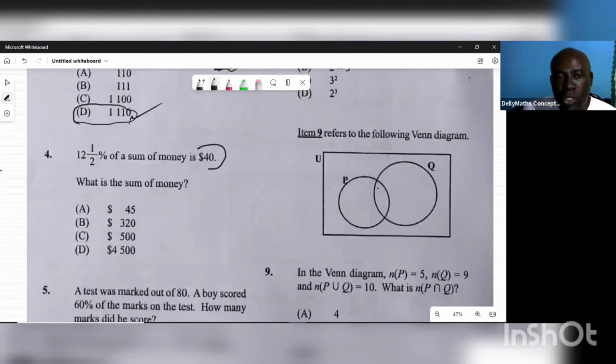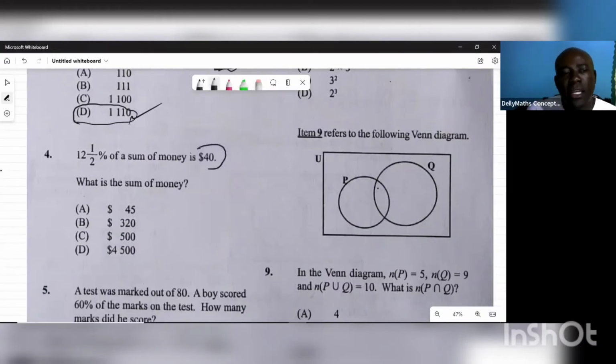No, we're not going to do 12.5 over 100 times something equal 40. We're not going to do that, because in a multiple choice exam that's too much work, and we don't have a calculator. But what we want to do is remember the eighths.